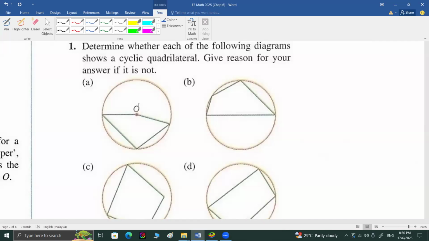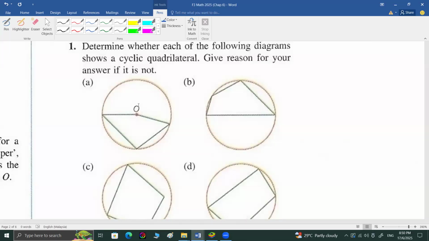Actually, if you don't want to say it like this, you also can say that because one of the vertices does not lie on the circumference. Got it? I repeat, you either say one of the vertices lies on the center of the circle, or you can say that one of the vertices does not lie on the circumference.